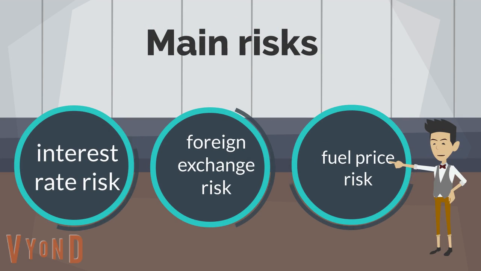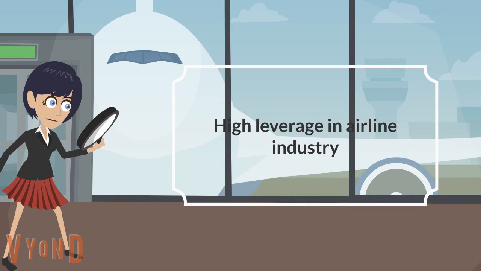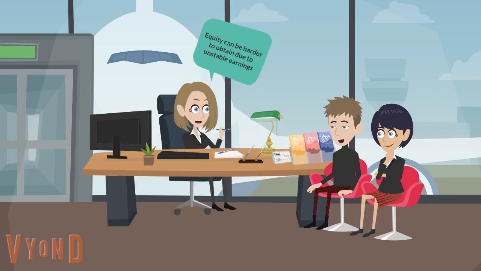The risks of Qantas include three main reasons: interest rate risk, foreign exchange risk and fuel price risk. Firstly, we will talk about interest rate exposure and its management. In the aviation industry, a high-leverage strategy is usually applied in operating aviation firms, generally at least more than 33%. Therefore, the volatility of the market interest rate will directly affect the interest risk exposure.